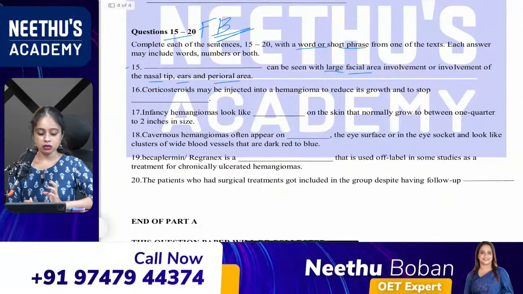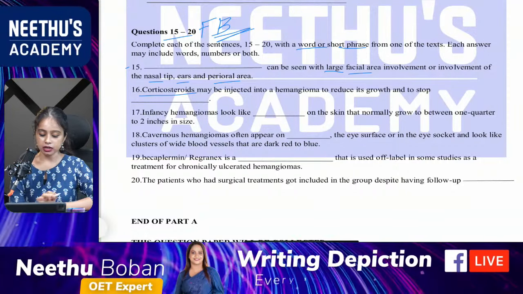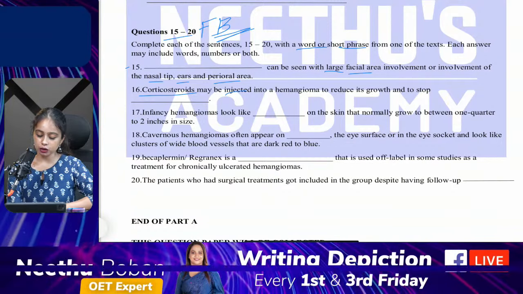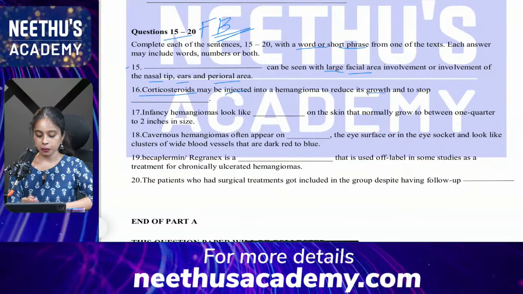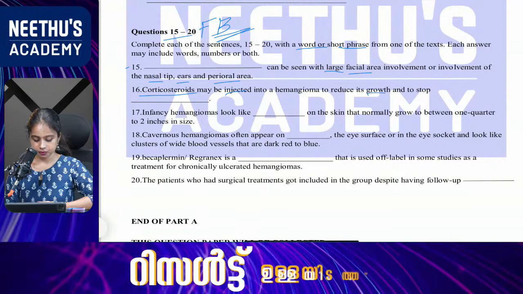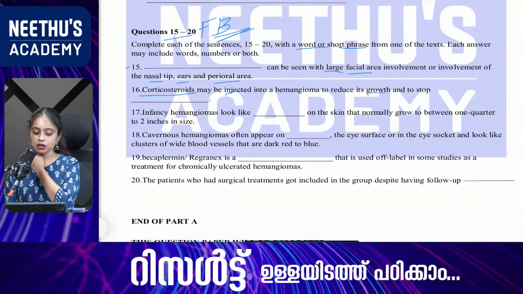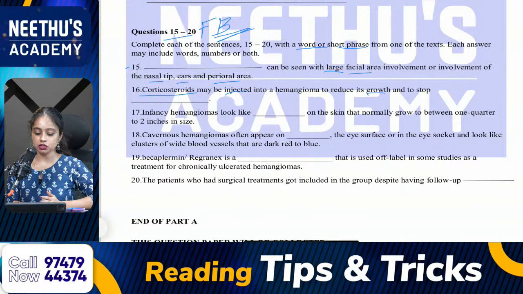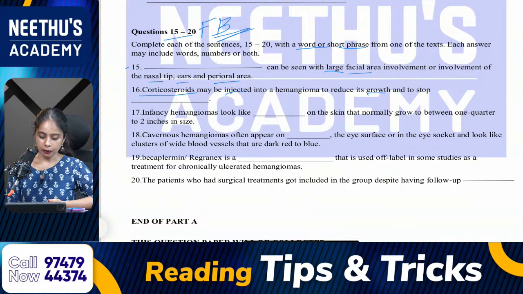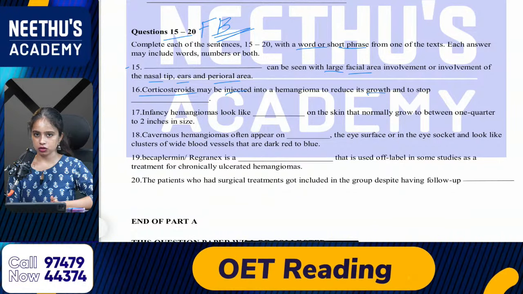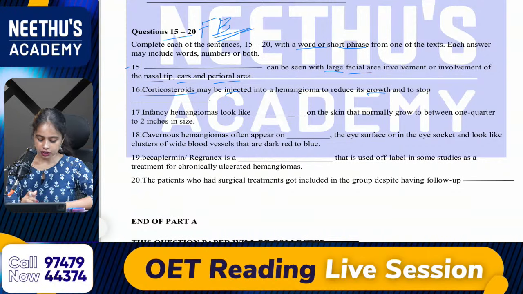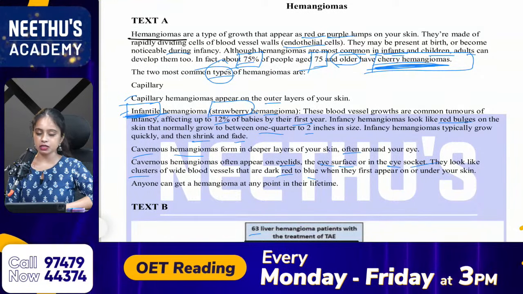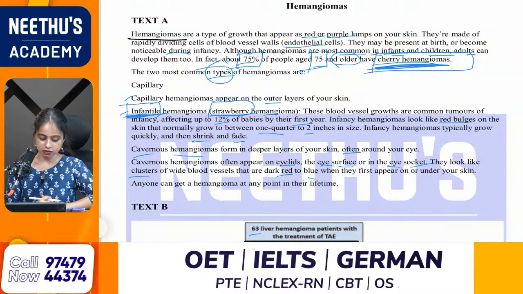Then 16th one: corticosteroids may be injected into a hemangioma to reduce its growth and to stop dash. So what is that? To stop what? One thing is mentioned, to reduce growth. What is another thing? To reduce what? Very good, inflammation. Yes, Princey. Yes, Bicky, inflammation. Very good, yes.